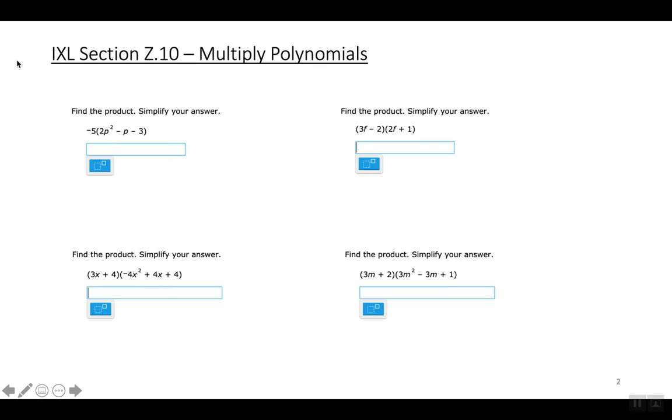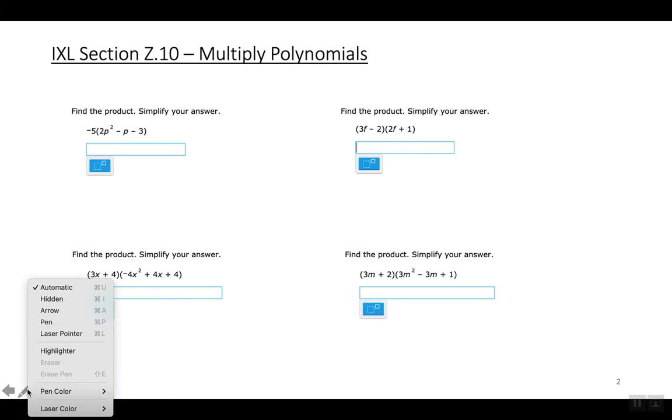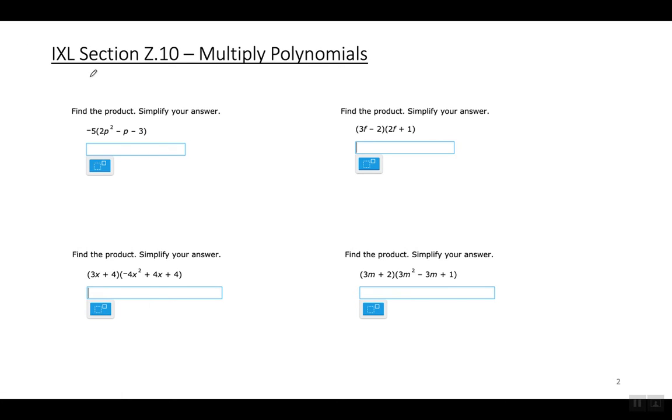Now this IXL is basically combining all the multiplication IXLs that we've done before. It should be pretty simple for most of you. On this slide I have easy examples that I'm going to go over, and then I'll go over a couple of details that I want to point out on the following examples. In all of these, you have to find the product and then simplify your answer.